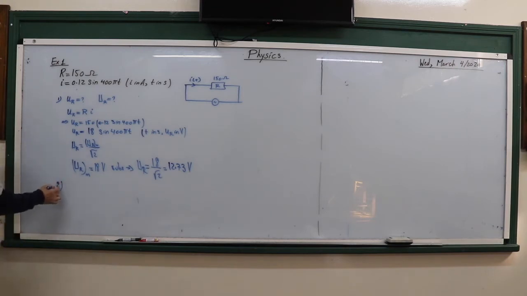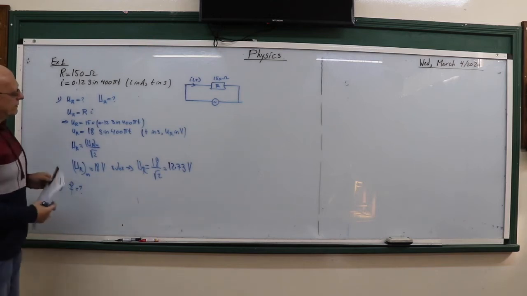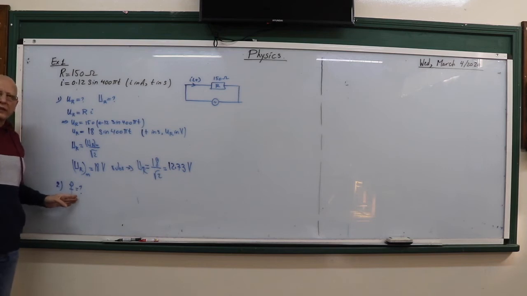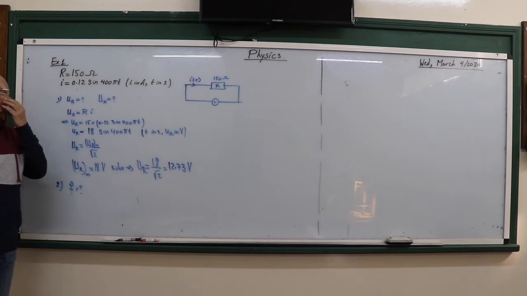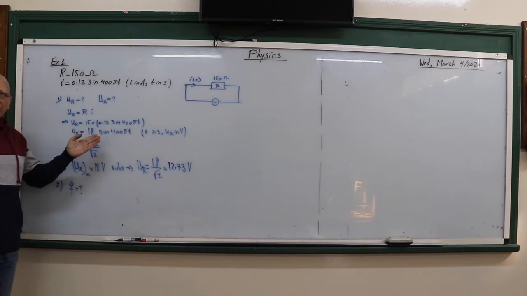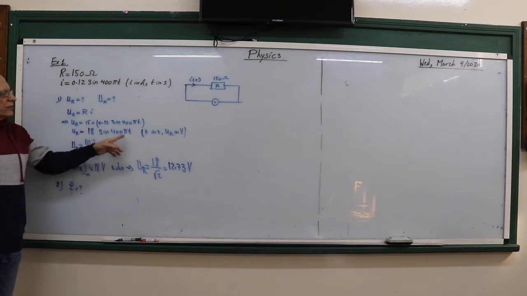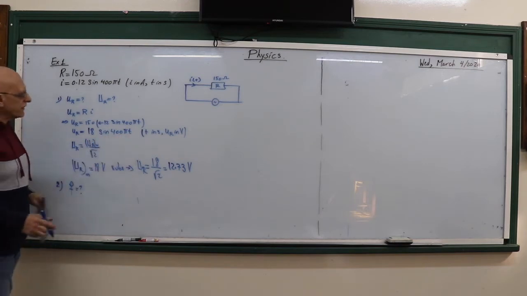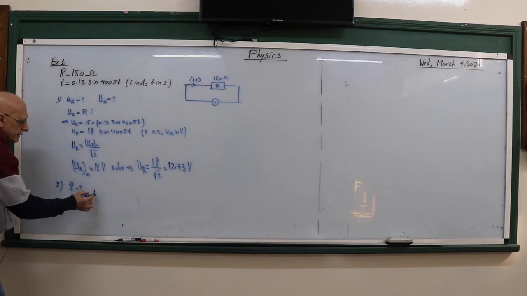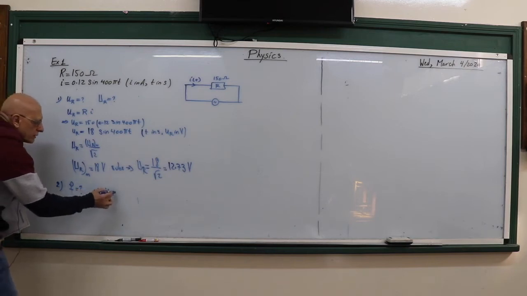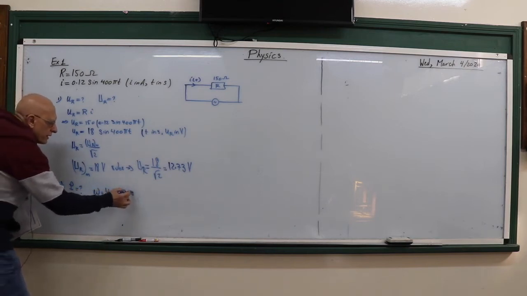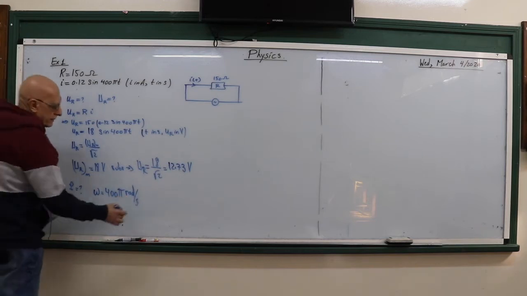The second part says calculate the frequency of the voltage delivered by that generator. To calculate the frequency, you know that there is a relation between the frequency and the angular frequency. But how much is the angular frequency? As you know, this is in the form UR sine omega t. So the angular frequency is omega equal 400 pi radian per second.